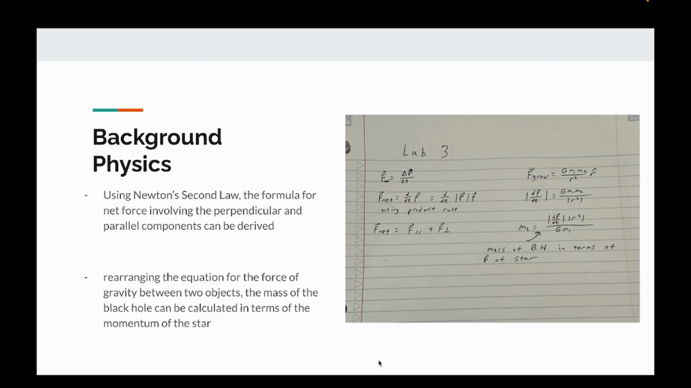So, some background physics. Using Newton's second law, the formula for net force involving the perpendicular and parallel components can be derived using derivatives and the product rule. Then, rearranging the equation for the force of gravity between two objects, the mass of the black hole can be calculated in terms of the momentum of the star.